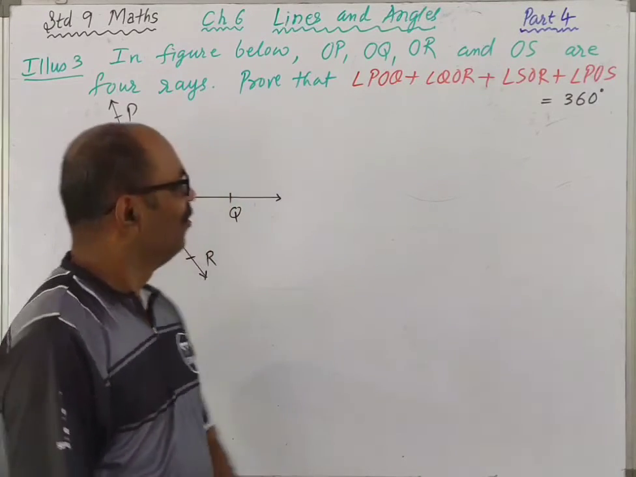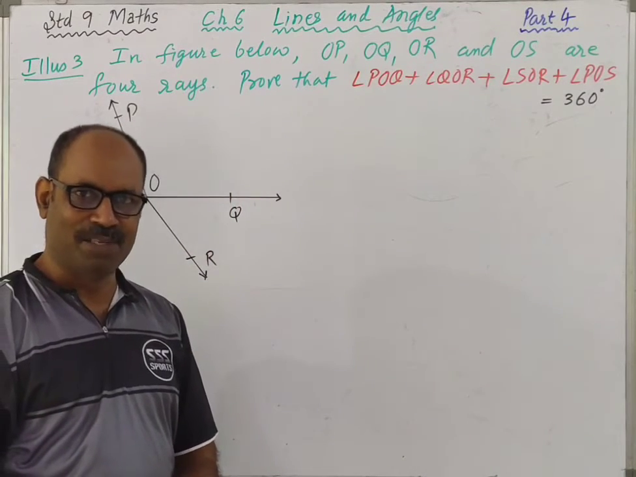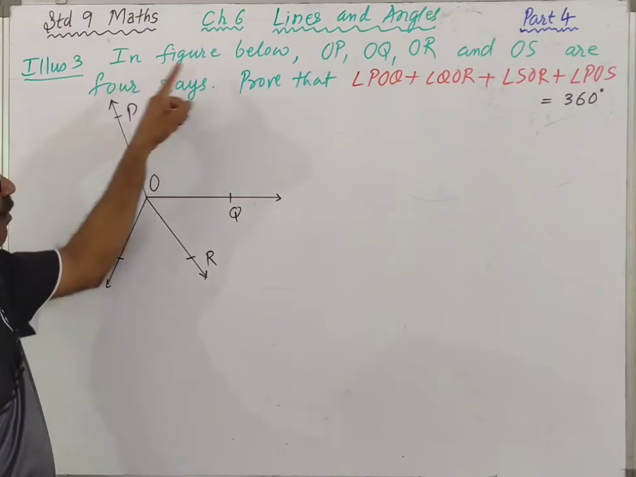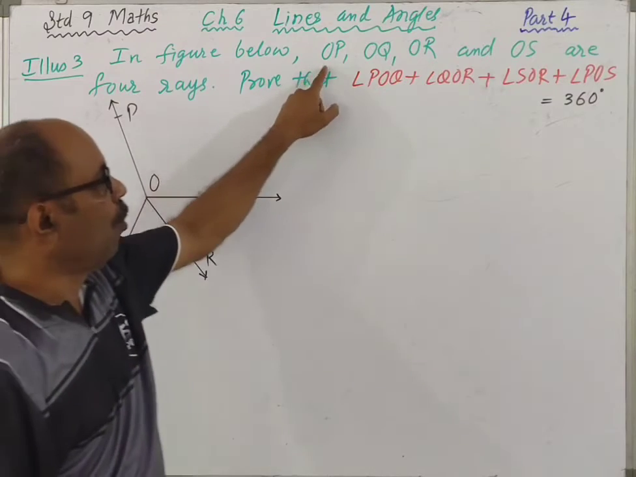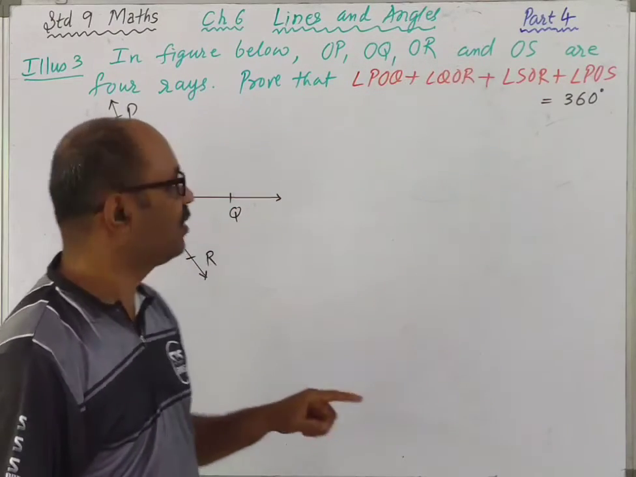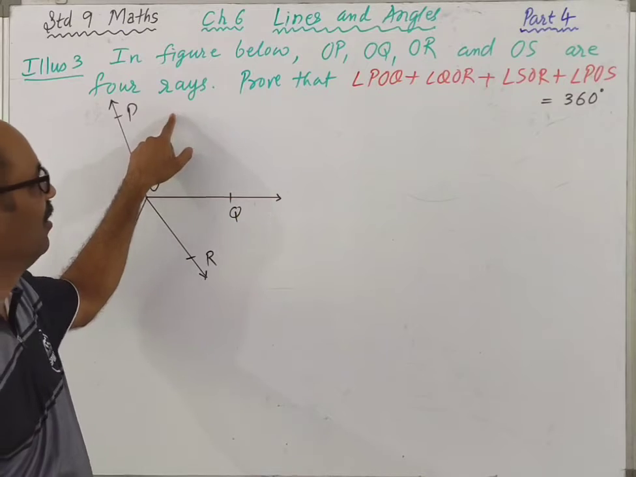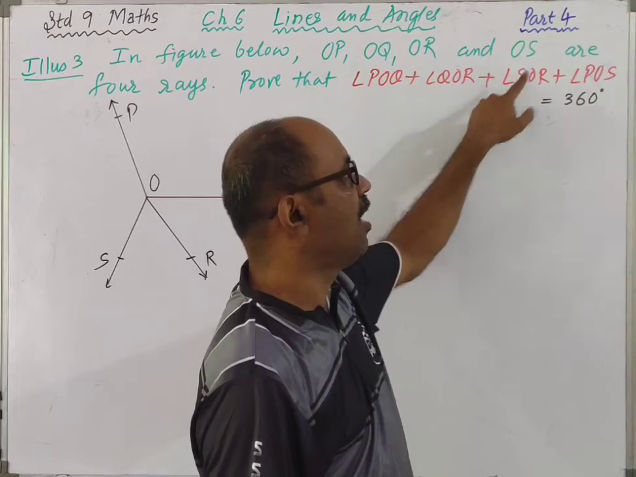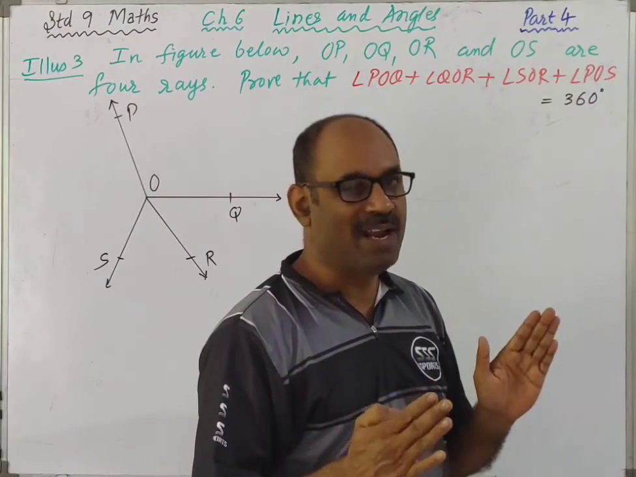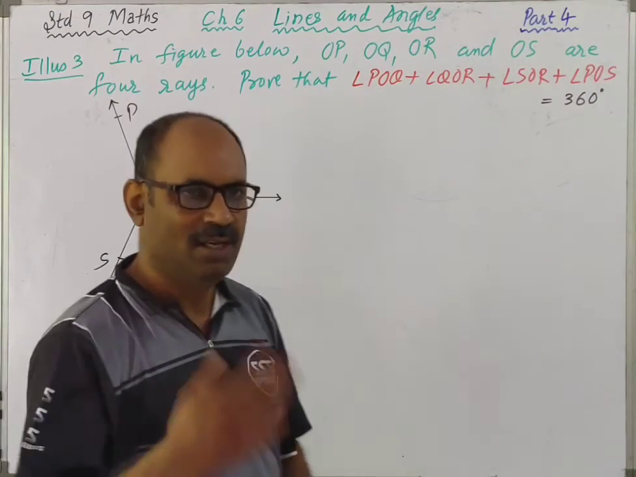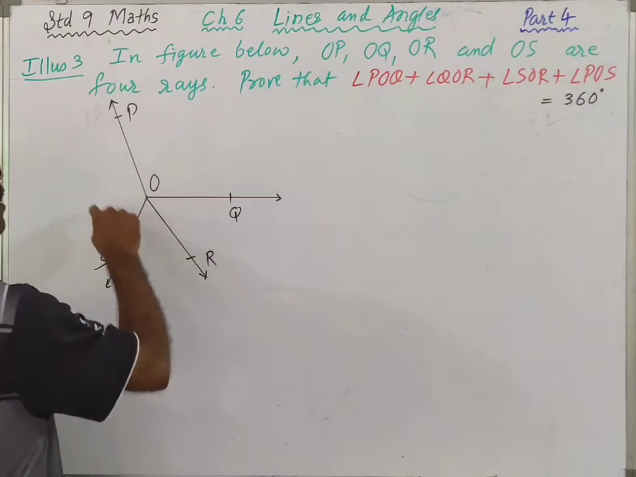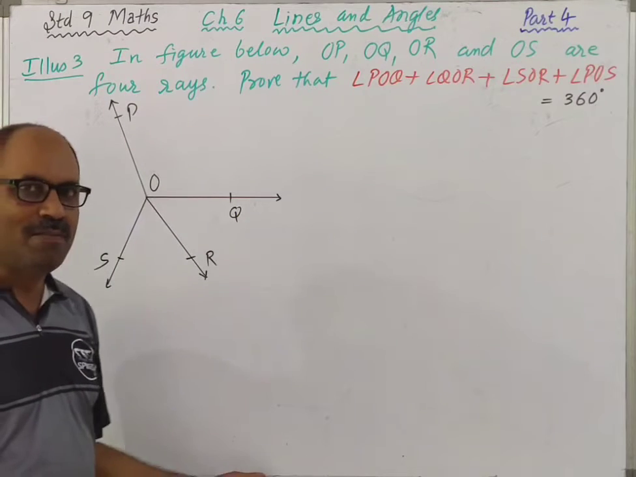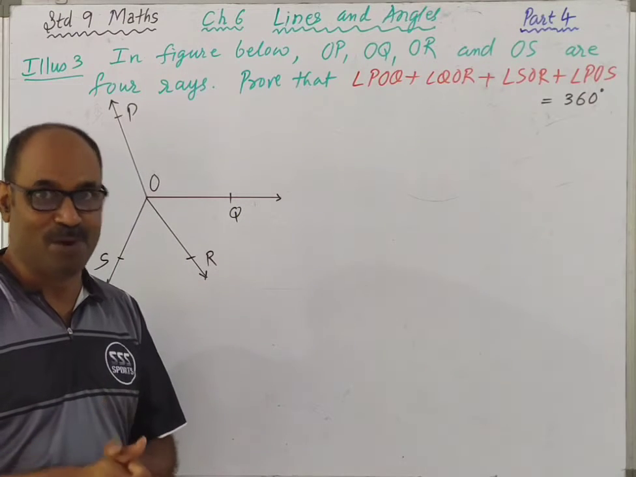All right, children. We'll see this last illustration, example 3, for this session today. Okay? In the figure below, OP, OQ, OR and OS are 4 rays. Prove that angle POQ, angle QOR, angle SOR and angle POS, their total measure is 360. There is no doubt. 4 rays are given and 4 angles are formed here. If you go round the figure, the total measure is 360. But you will have to prove that.